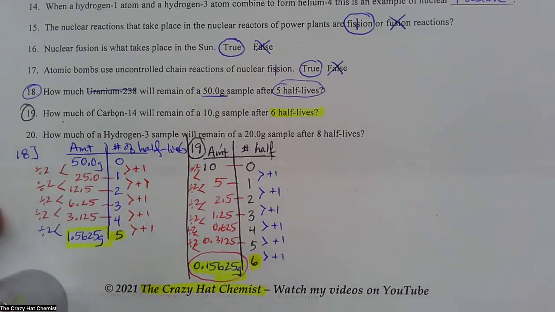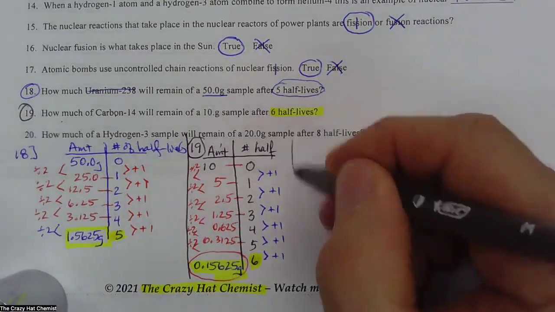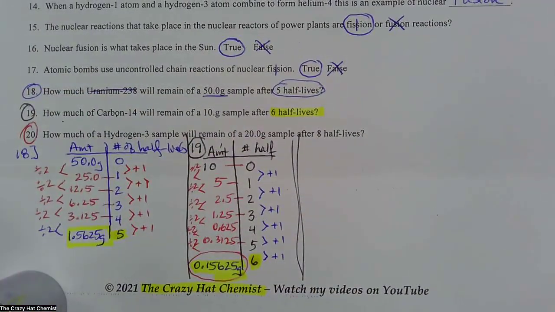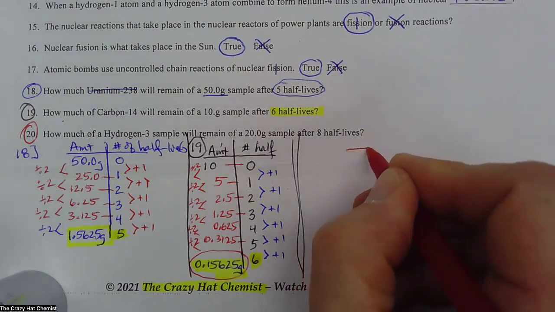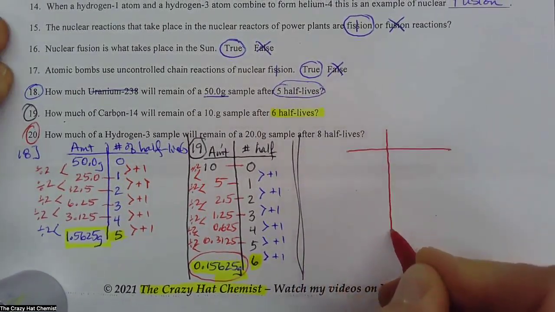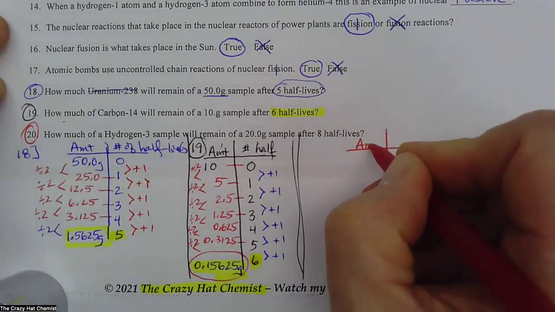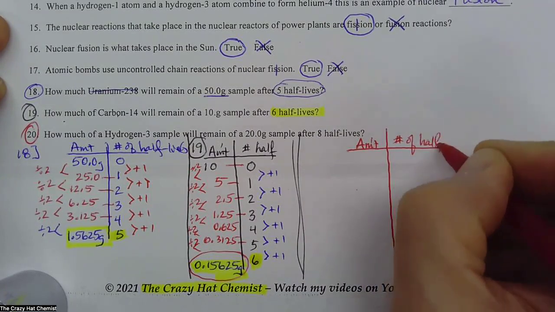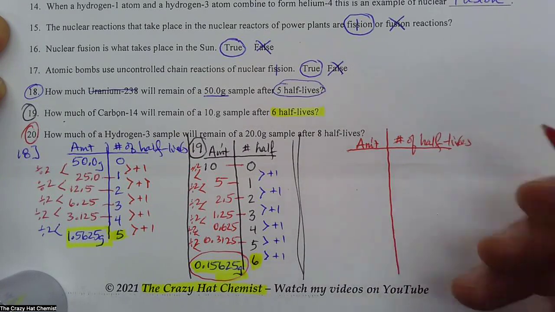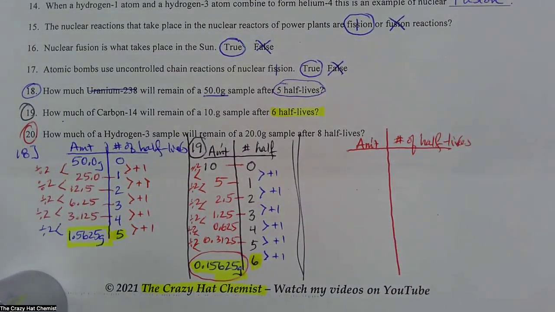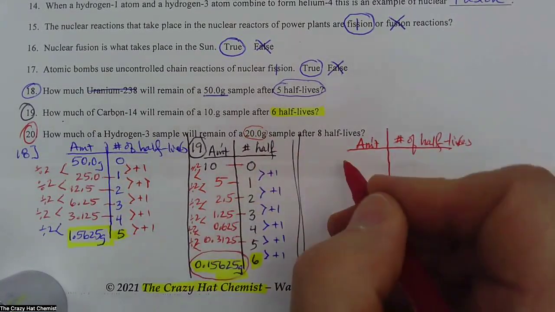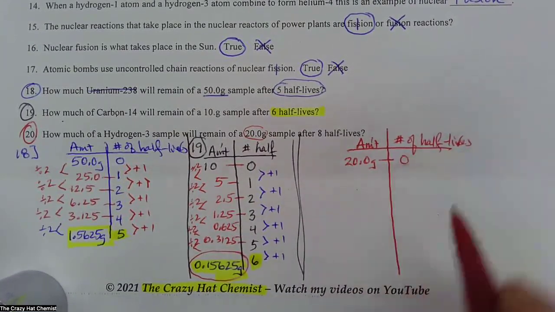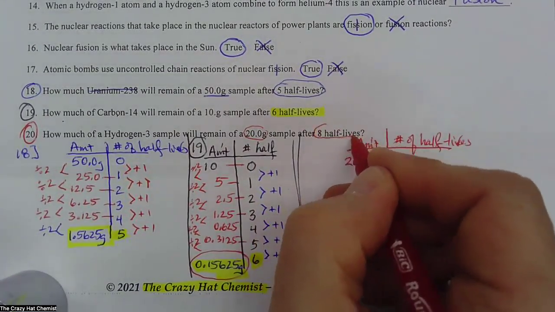Okay, now what we are going to do is the very last problem here, which is problem number 20. And we're going to do a little t-chart like what we were doing before. It's very similar. It says amount and number of half-lives. So what are we starting off with? We are starting off with a 20-gram sample, and that's at 0 half-lives. We want to reach 8 half-lives.